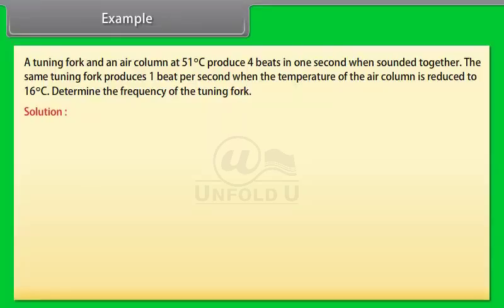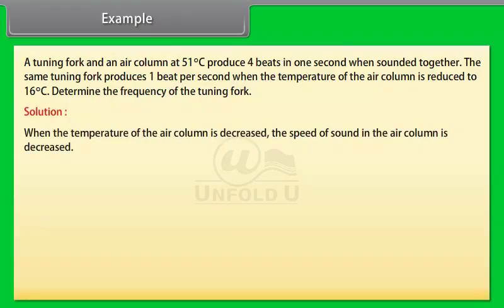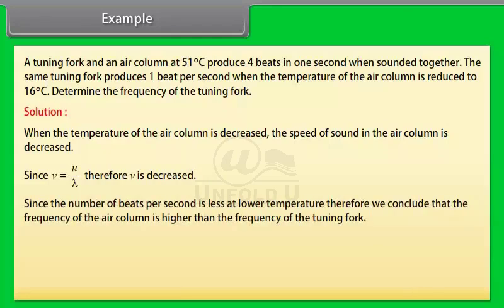Let's see the solution. When the temperature of the air column is decreased, the speed of sound in the air column is decreased. Since v is equal to nu times lambda, therefore the frequency is decreased. Since the number of beats per second is less at lower temperature, we conclude that the frequency of the air column is higher than the frequency of the tuning fork.